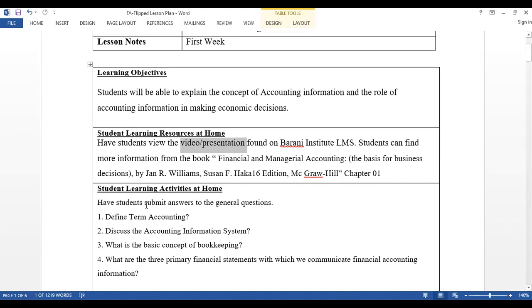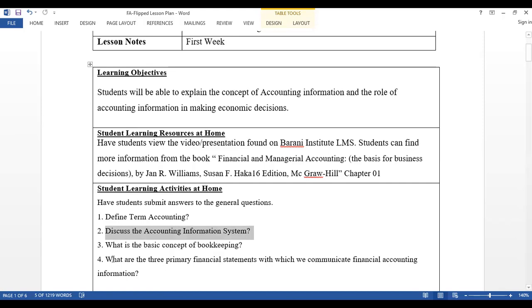First, you need to define the term accounting. What is accounting? That is discussed in this lesson, but at the end of the lecture you will need to be able to define the term accounting. Second, you will be able to discuss accounting information. What is accounting information? And what is the basic concept of bookkeeping, and further, what are the three primary financial statements with which we communicate financial accounting information. These are basically the four questions that I will discuss in class with you.